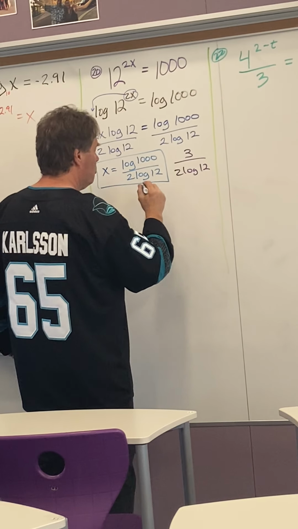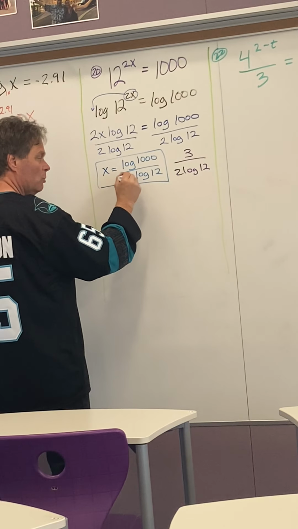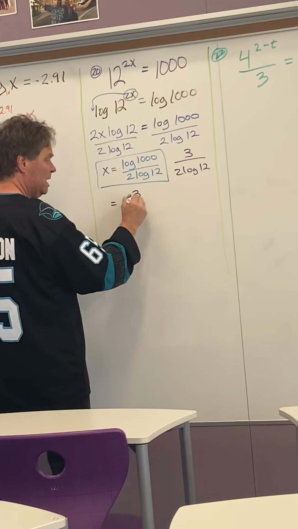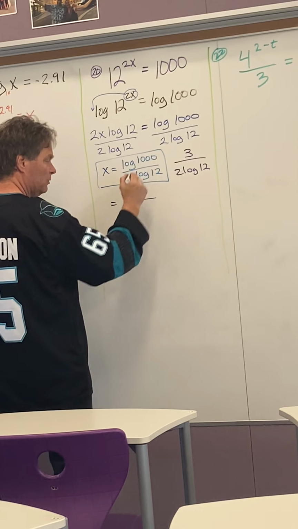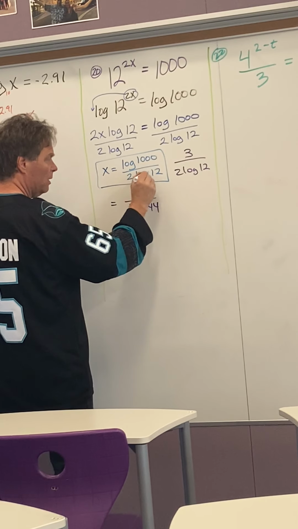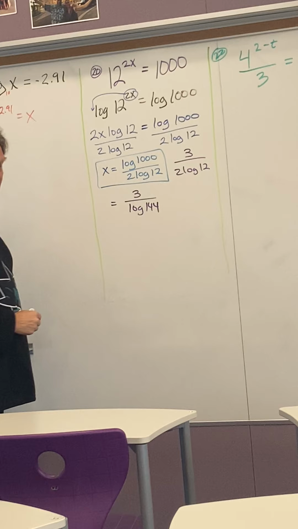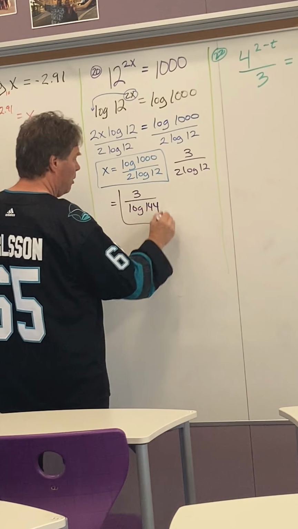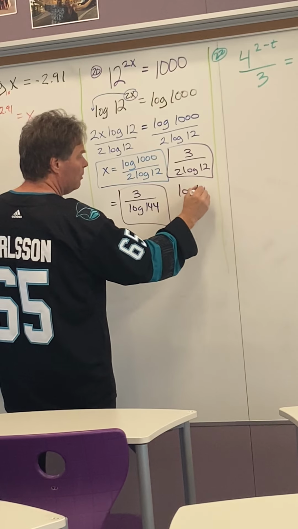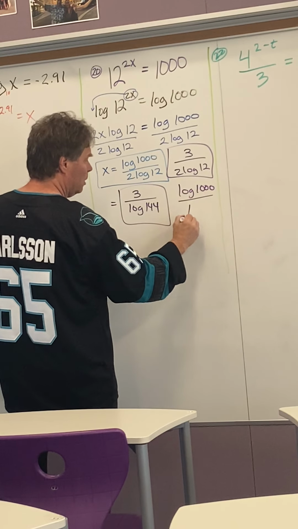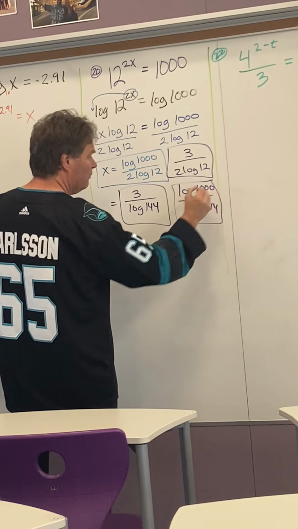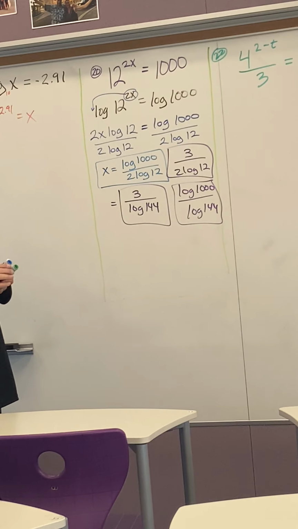That'd be fine. But also, you could pump that 2 up as an exponent there, and call it 3, which is this, log 1,000, over log 144, because 12 squared is 144. So that would also be correct. All of these are correct. Or even log 1,000 over log 144. Any one of those is correct.